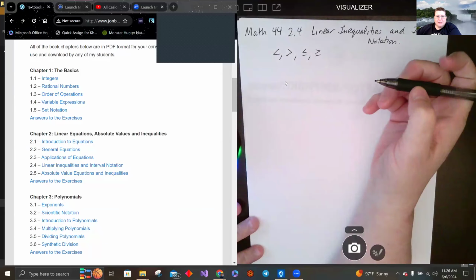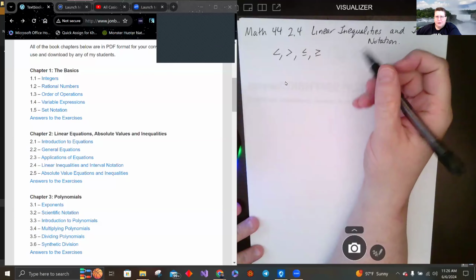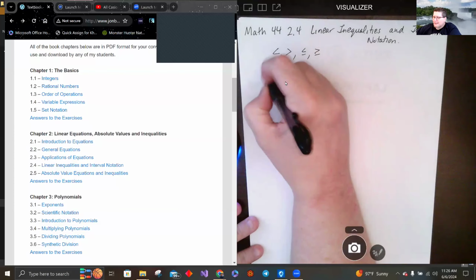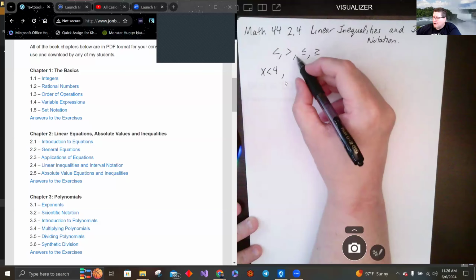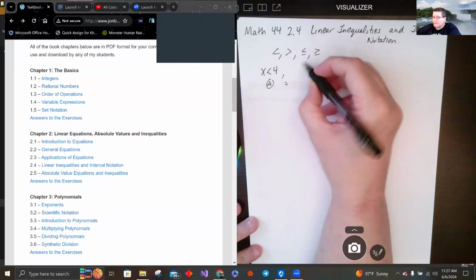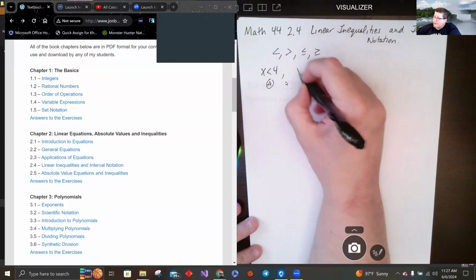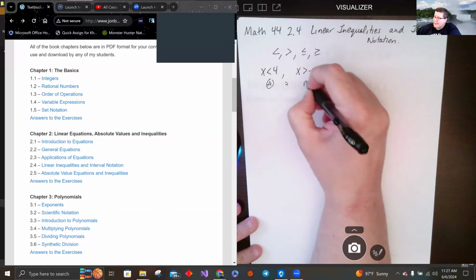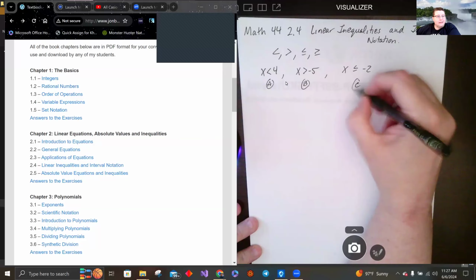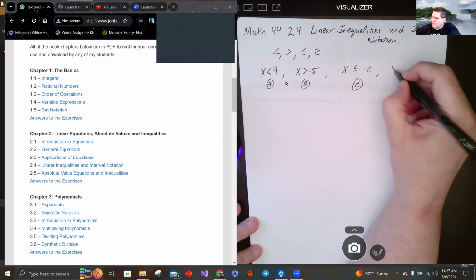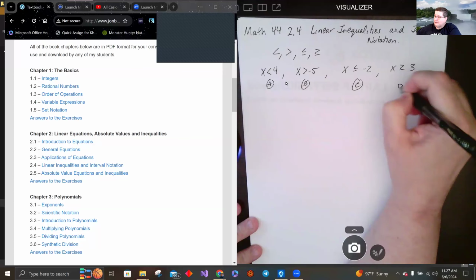Now we did them with just numbers. Now we're going to have variables. So I could have something like x less than 4. Maybe I'll call that A, and we'll show these on a graph. X is greater than -5. We'll call that B. X is less than or equal to -2. We'll call that C. And X is greater than or equal to 3. We'll call that D.